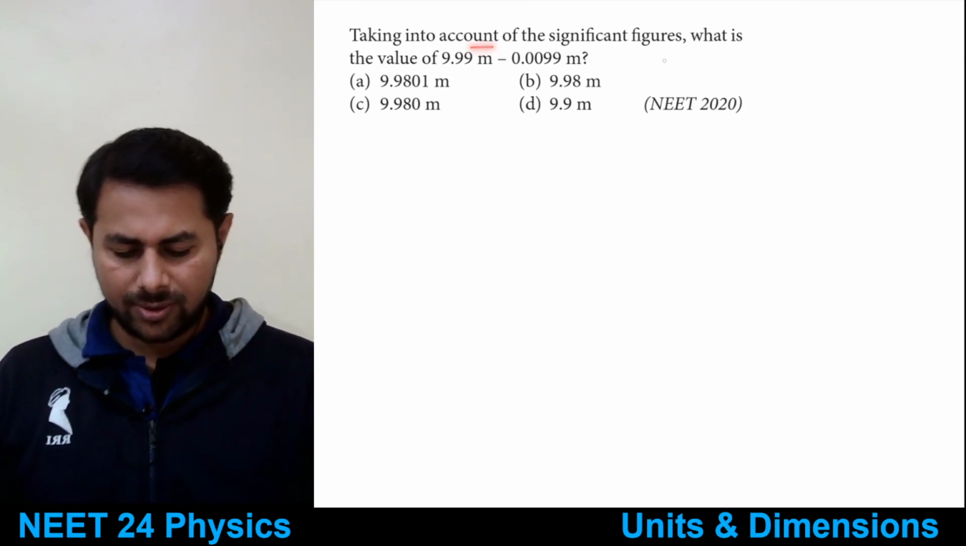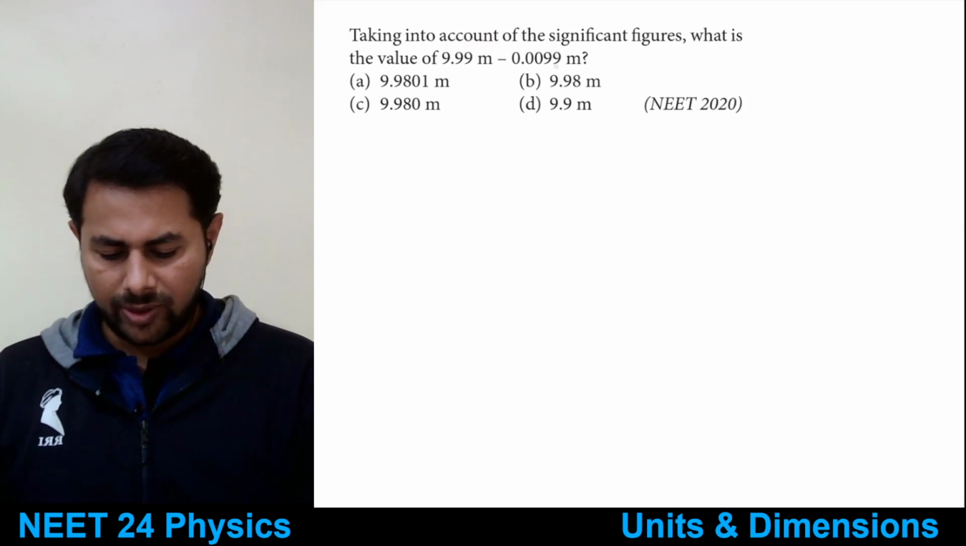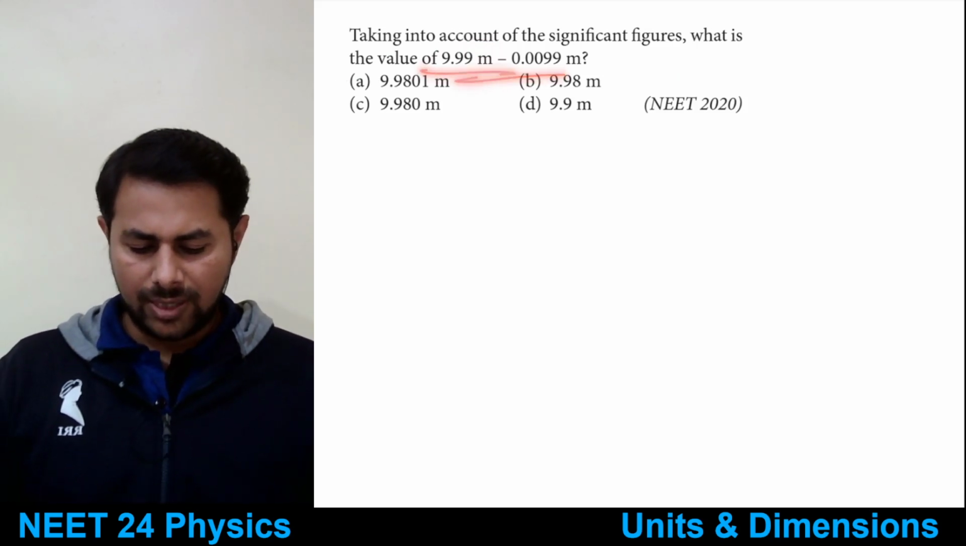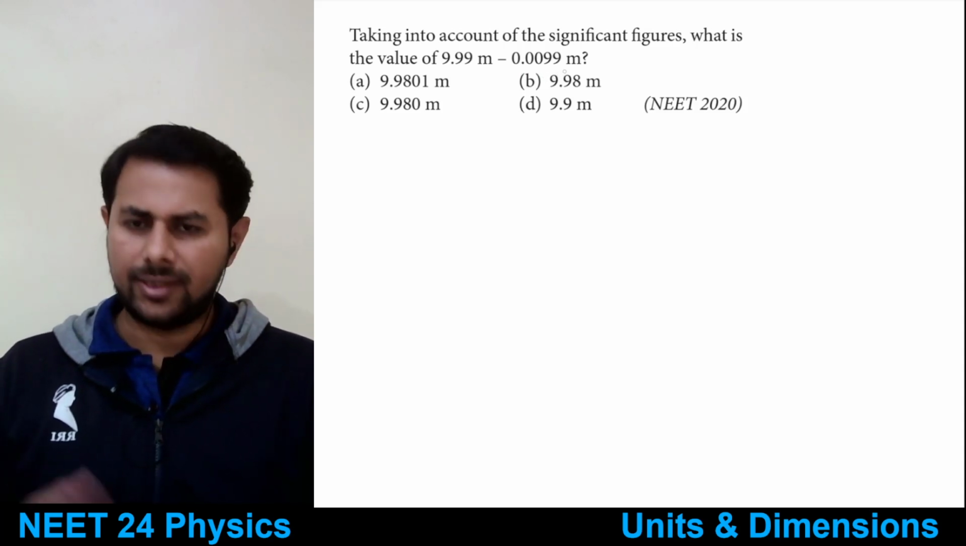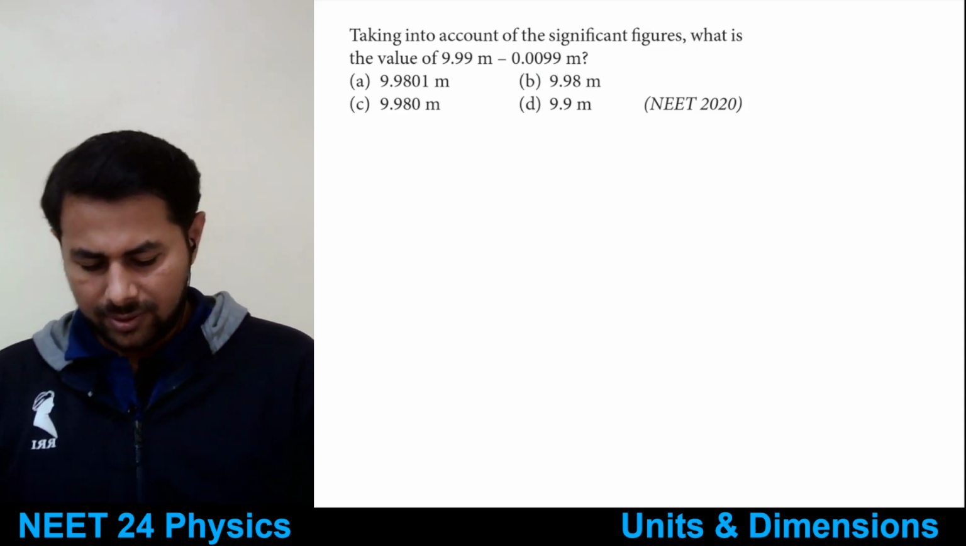Let's see the next one. Taking into account the significant figures, what is the value of this thing? 9.99 minus 0.0099. Tell me.